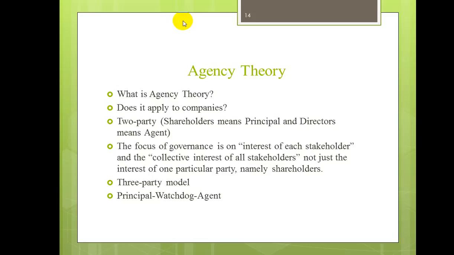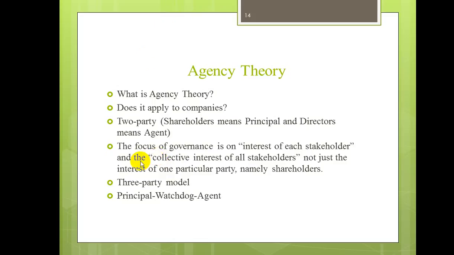So next we have agency theory with two parties. The first one is shareholders, which means principal, owners or investors, and directors, which means agents who are corporate governors. When the word corporate governance comes, the focus should be on the trust of stakeholders collectively, all stakeholders, not just a particular party, namely shareholders. So when the word governor comes, it means the focus should be on all stakeholders' interests.